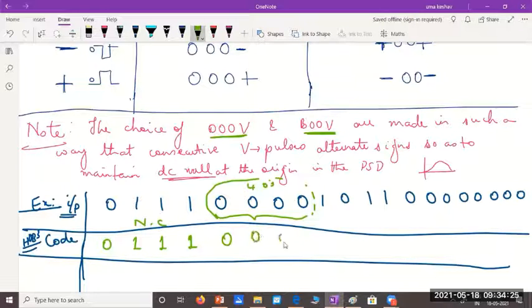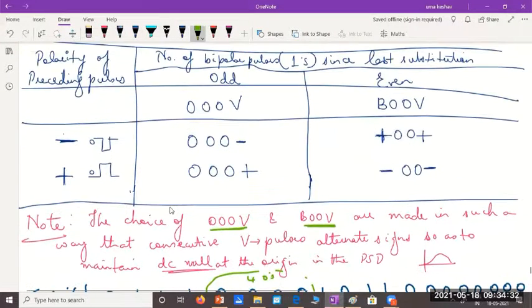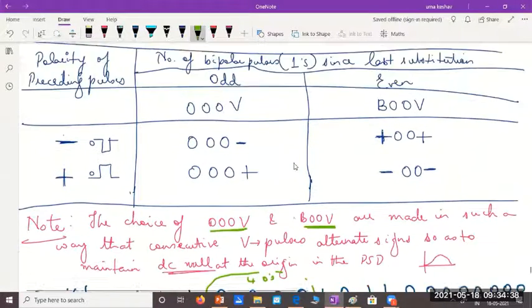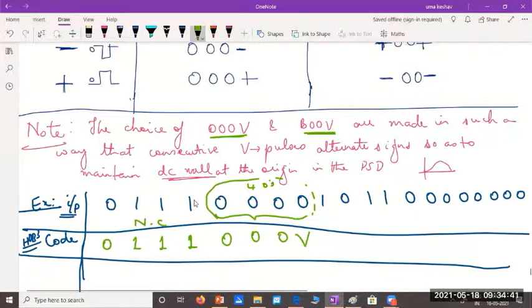Okay. So see here, what happens if I have these 4 consecutive zeros? I'll replace it here with 0, 0, 0, V, because I have odd. Count the number of ones. Let me say there were odd ones since the previous substitution. I'm just counting this, and since it is odd, I'll replace it with 0, 0, 0, V. We'll see what I should use for V next. The next 4 bits don't change. There is no change here.